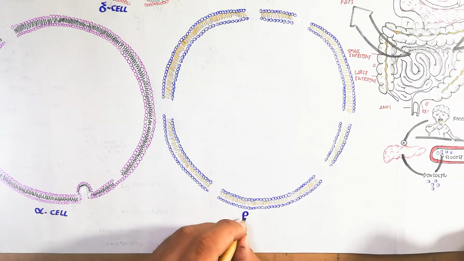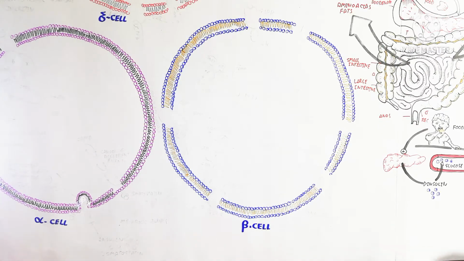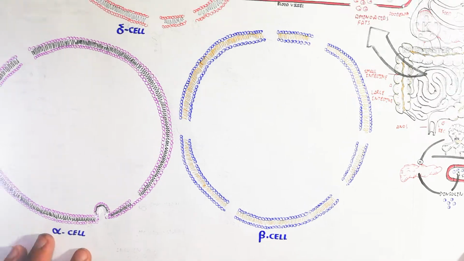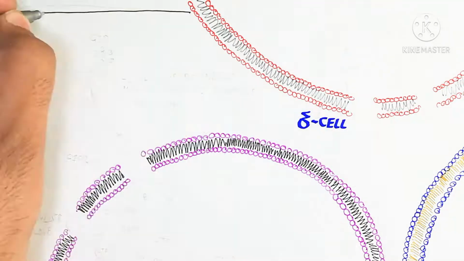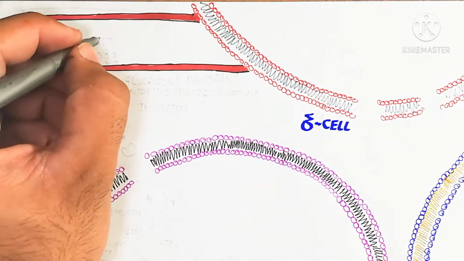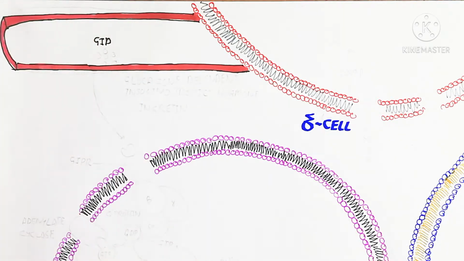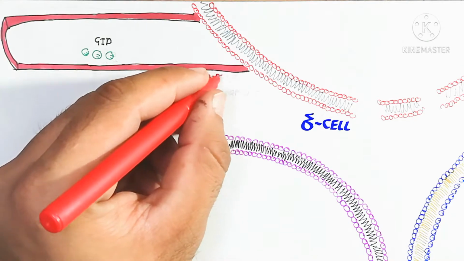Here are the alpha cell, beta cell and delta cell, which are interconnected to each other and inhibited by each other, so that production of one hormone suppresses the other. So here are the beta cell, alpha cell and delta cell of the pancreatic islet of Langerhans. First of all, we will understand the alpha cell. Here is the blood vessel which contains GIP, glucose-dependent insulinotropic peptide, also known as an incretin.